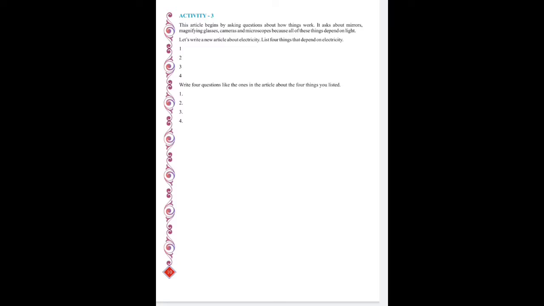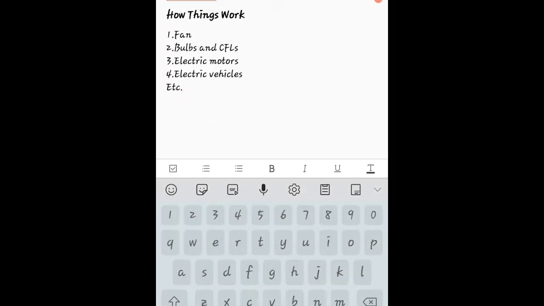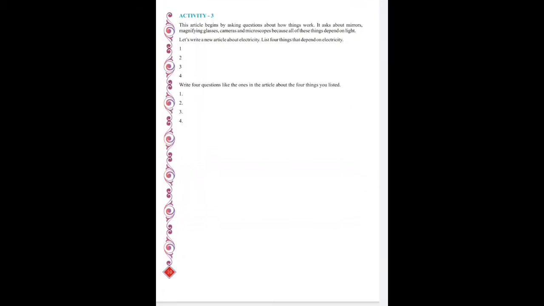In the next part, it is saying write 4 questions like the ones in the article about the 4 things you listed. So you can write any 4 questions like how does a fan work, what is the use of electric generators or electric motors. So we can write any questions like how is a fan useful to us, how is electricity useful for bulbs and CFLs, how does an electric motor work, and how does an electric vehicle run on the road. So these type of questions must be written in the second part.